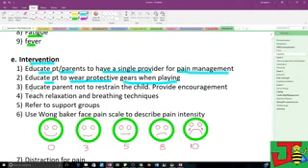Also, we want to educate the parent not to restrain the child. What I meant by this is when the patient is getting an injection, the parent will think that they had to hold the child because the child is refusing the treatment or the injection. So they are going to be holding that child to stop them from moving. No, they shouldn't be doing that.